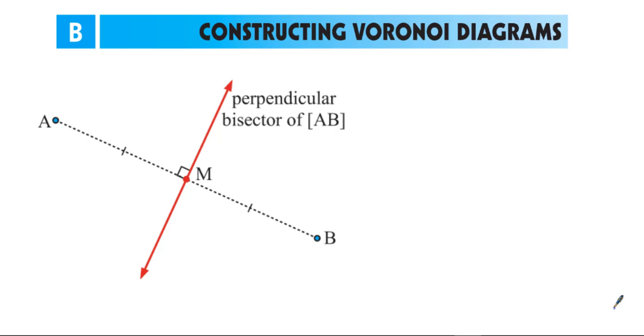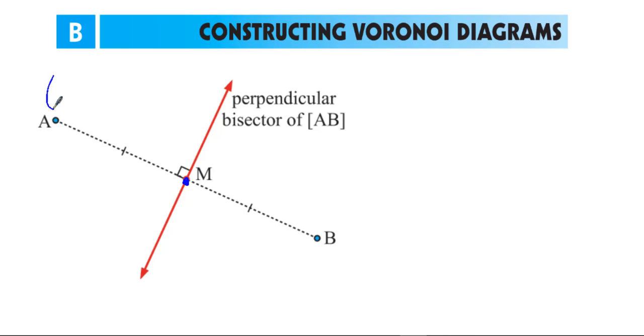Now, how to construct Voronoi diagrams? For example, let's start with two points. If I have two different points, the edge which divides them into regions, into cells, always passes through the midpoint of A and B, and it's always the perpendicular bisector of AB. So how can we find the equation of these lines? Actually very simple, like finding the perpendicular line.